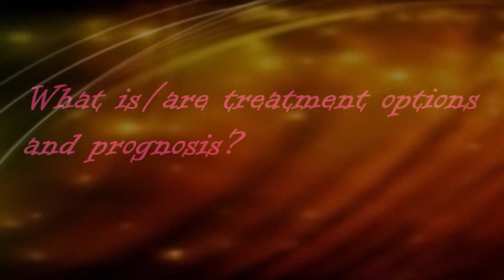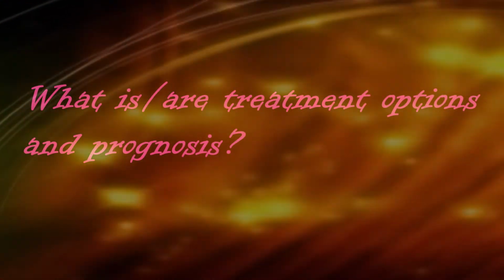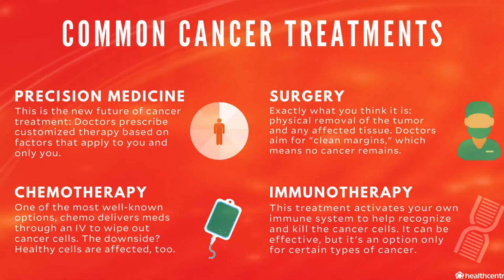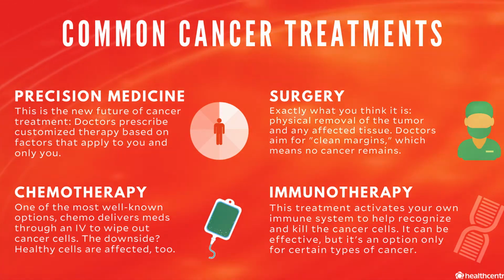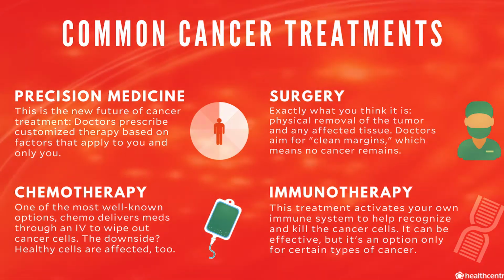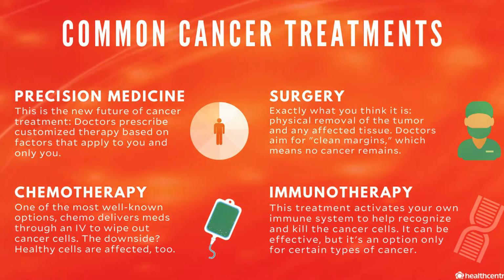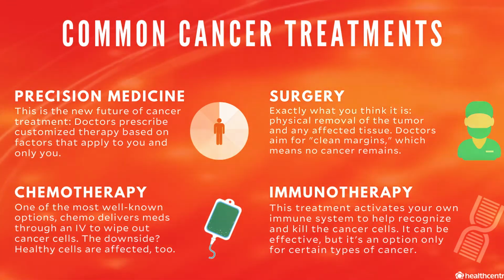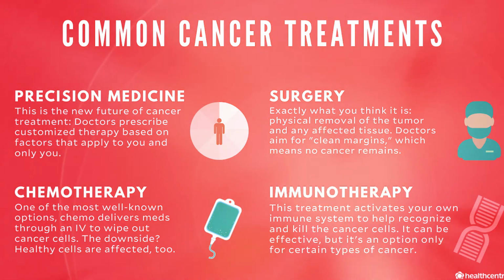So what are our treatment options and prognosis? Here are a few common cancer treatments. There is one, surgery. The physician will remove the tumor and affected tissues. They want to go for clean margins, which means no cancer remains.